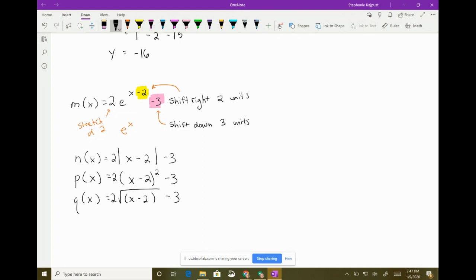Let's use natural log just because we can. So if I made a new function r of x equals, so if we had negative natural log of x minus 2 minus 3, that negative in front is a reflection. And then we are still shifting 2 to the right and down 3.